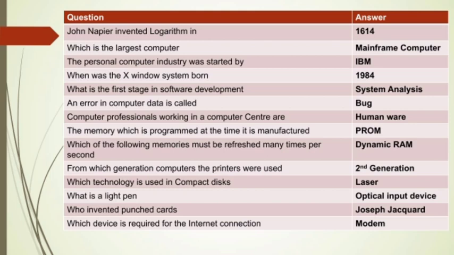Dynamic RAM. From which generation computers were printers used? Second generation. Which technology is used in CD? Laser. What is a light pen? Optical input device. Who invented punch cards? Joseph Jacquard. Which device is required for the internet connection? Modem.